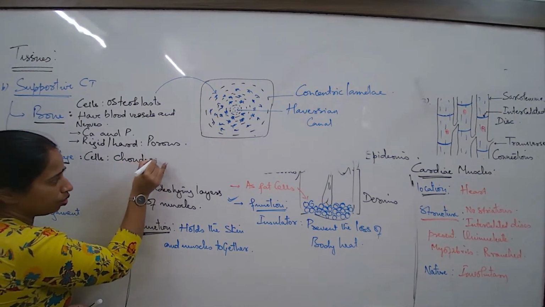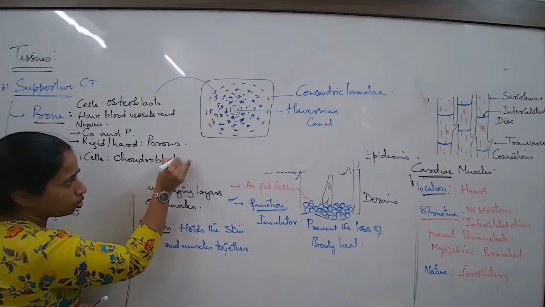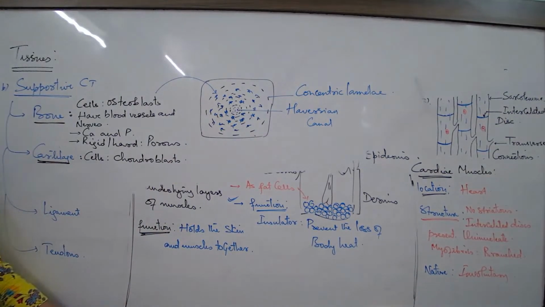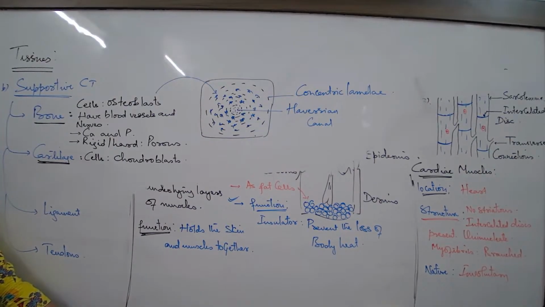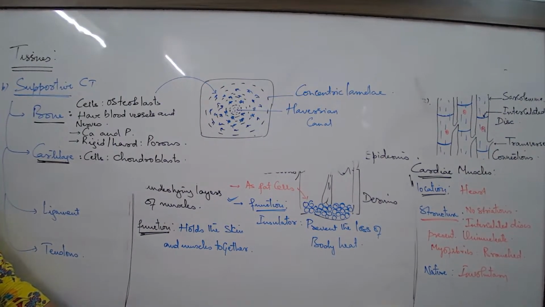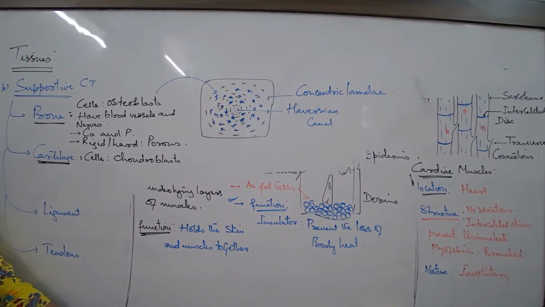The cells are known as the chondroblasts or the chondrocytes. What are the cells of the cartilage known as? The chondrocytes, chondroblasts. Look into the section of the cartilage now in the figure just above the bone.